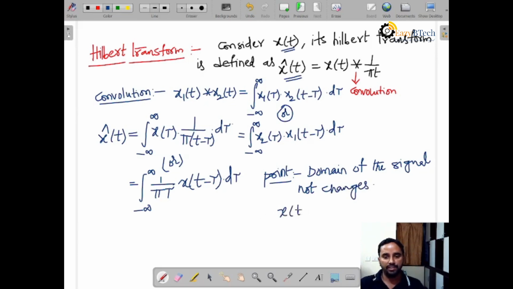So x of t is the signal. Its Hilbert transform is x cap of t. So both are in time domain only. Both are in time domain. That is the point here.